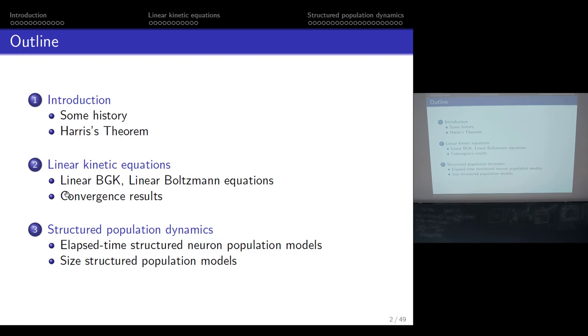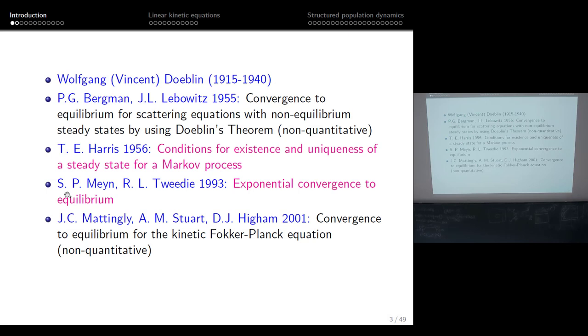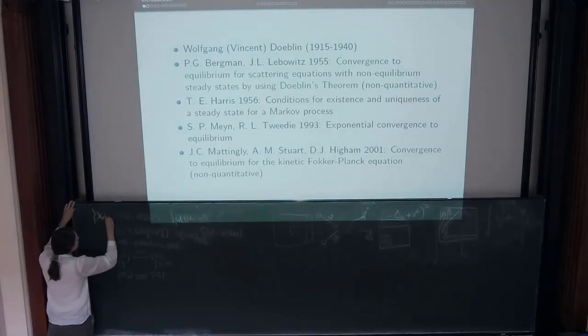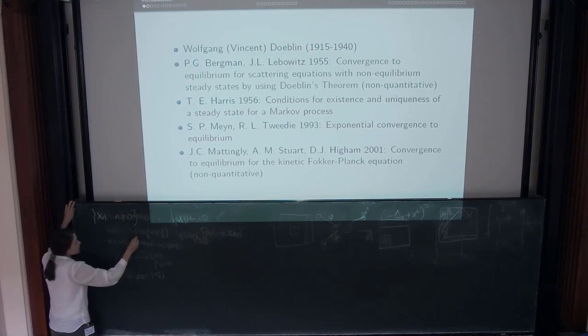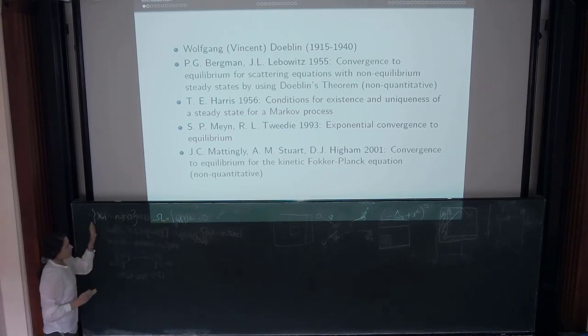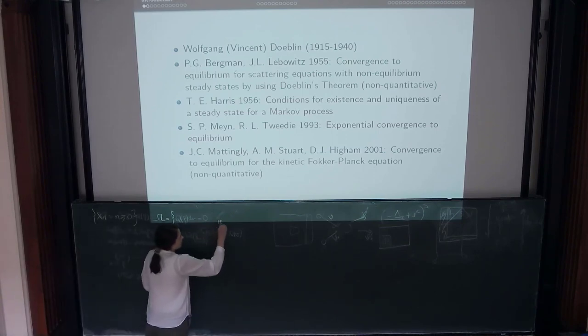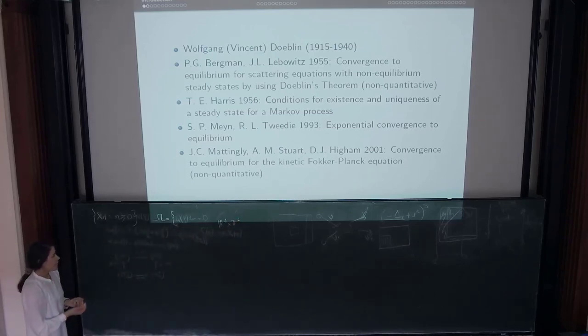So first of all, what is Harris's theorem? It was first developed for discrete-time Markov processes. A discrete-time Markov process is nothing but a collection of random variables on some state space, let's say omega, indexed by time n. These are omega-valued random variables. So this omega can be anything. It can be a finite set, or, in the case of linear kinetic equations, we will take it as R^d coupled with either the torus or R^d, or it can be some Hilbert space, or it can be anything.